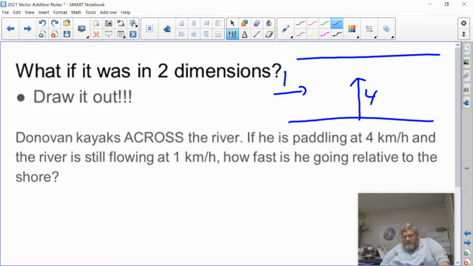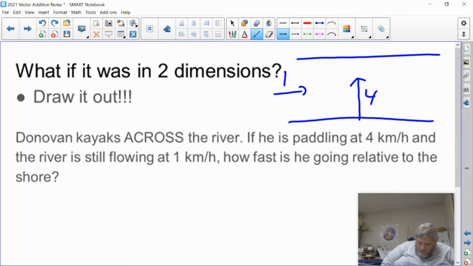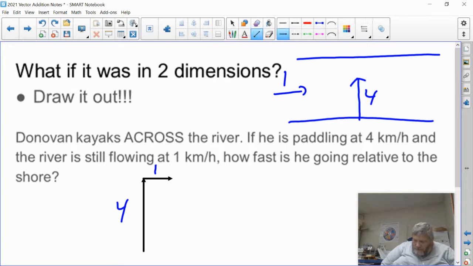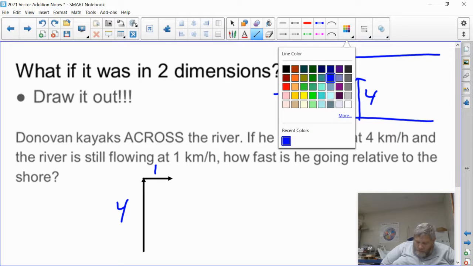And so his velocity is going to be a combination of these two vectors, and we just have to add them together. Right? So basically, in this case, we'd end up drawing a triangle. We would do 4 kilometers per hour across this way, and then 1 downstream, that one. And then what would our resultant vector look like? What would our result look like?